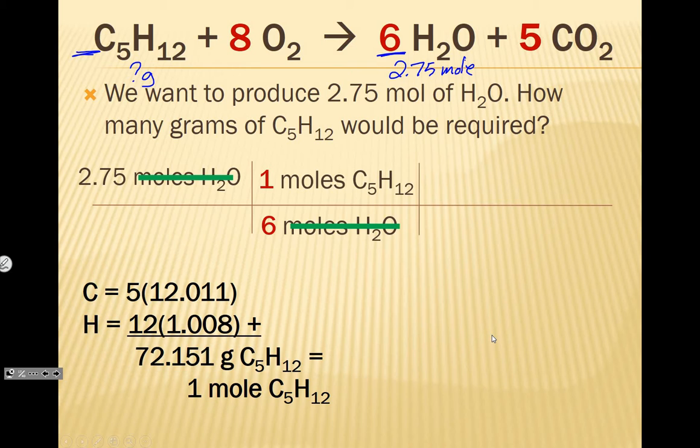While you're writing that down, that next conversion, what's going to go on the bottom? What am I trying to get rid of? Moles. So how many moles do I put on the bottom? Whenever I'm going from grams to moles, it's always 1. So then this number that I've added up goes on the top. That'll help me cross out moles of pentane.